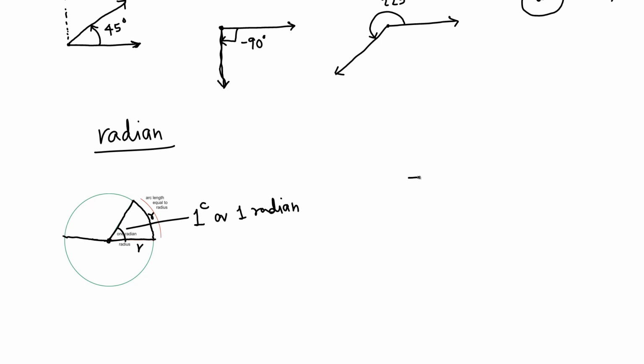By the way, if we go around a full rotation, that's 360 degrees, which is the same as 2 pi radians. So we need to know the following: 360 degrees is the same as 2 pi radians. From this relation we can change degrees into radians and radians into degrees in the next video.